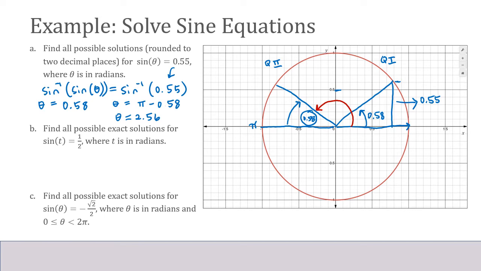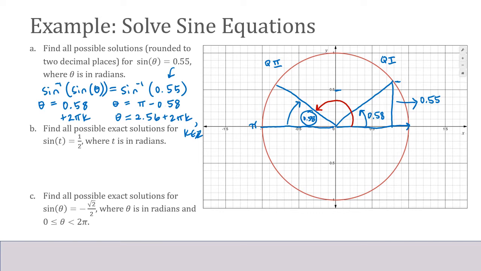The period of this function is 2 pi. So I'm going to add to this 0.58 plus 2 pi k. For the 2.56, I'm going to write plus 2 pi k. And I'm going to say in both of these situations that k is some integer. If you're going to introduce a variable like k, you want to make sure that you define it. So our definition of k is that it is an integer value.